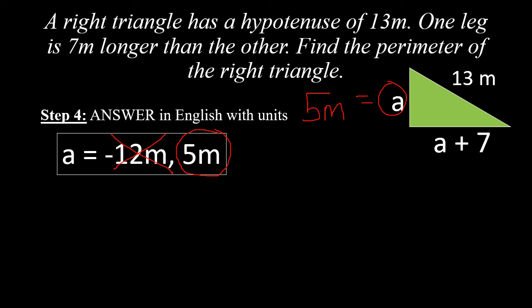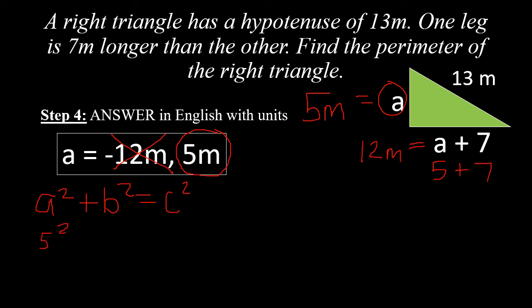So if our first leg that we called A is 5 meters, well then B, our second leg, must be 5 plus 7, which is 12 meters, okay? And we should check just to make sure that checks out, okay? We should use the Pythagorean theorem to just make sure that checks out. Remember, the Pythagorean theorem says a squared plus b squared equals c squared. Now we can plug in some numbers and just make sure that that's true. So that says that, if we plug in 5 for A and 12 for B, and of course 13 for C, this should check out.